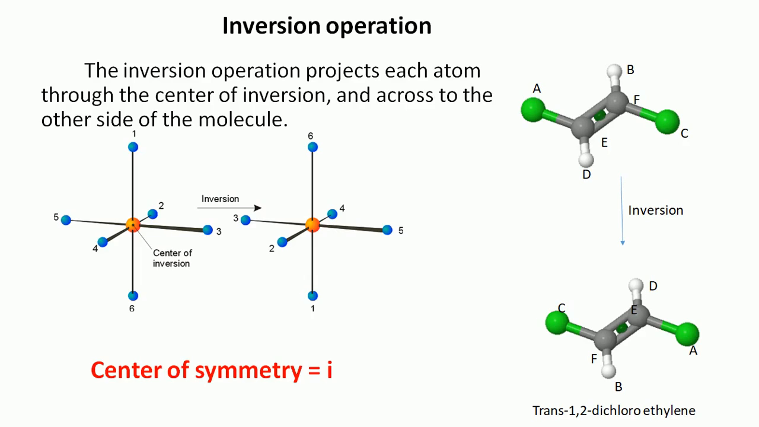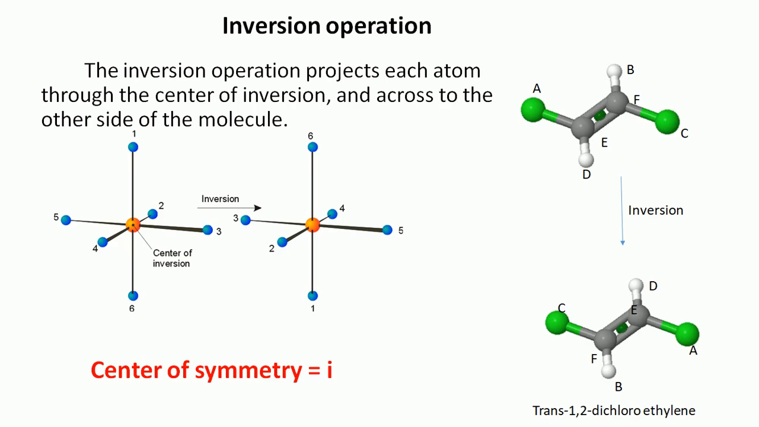Today we are going to see the inversion operation. The inversion center, or center of inversion, is a point inside the molecule from which lines drawn in opposite directions will meet similar points at exactly the same distance. In other words, all the lines joining similar diametrically opposite points will intersect at a point, and this point is the center of symmetry.